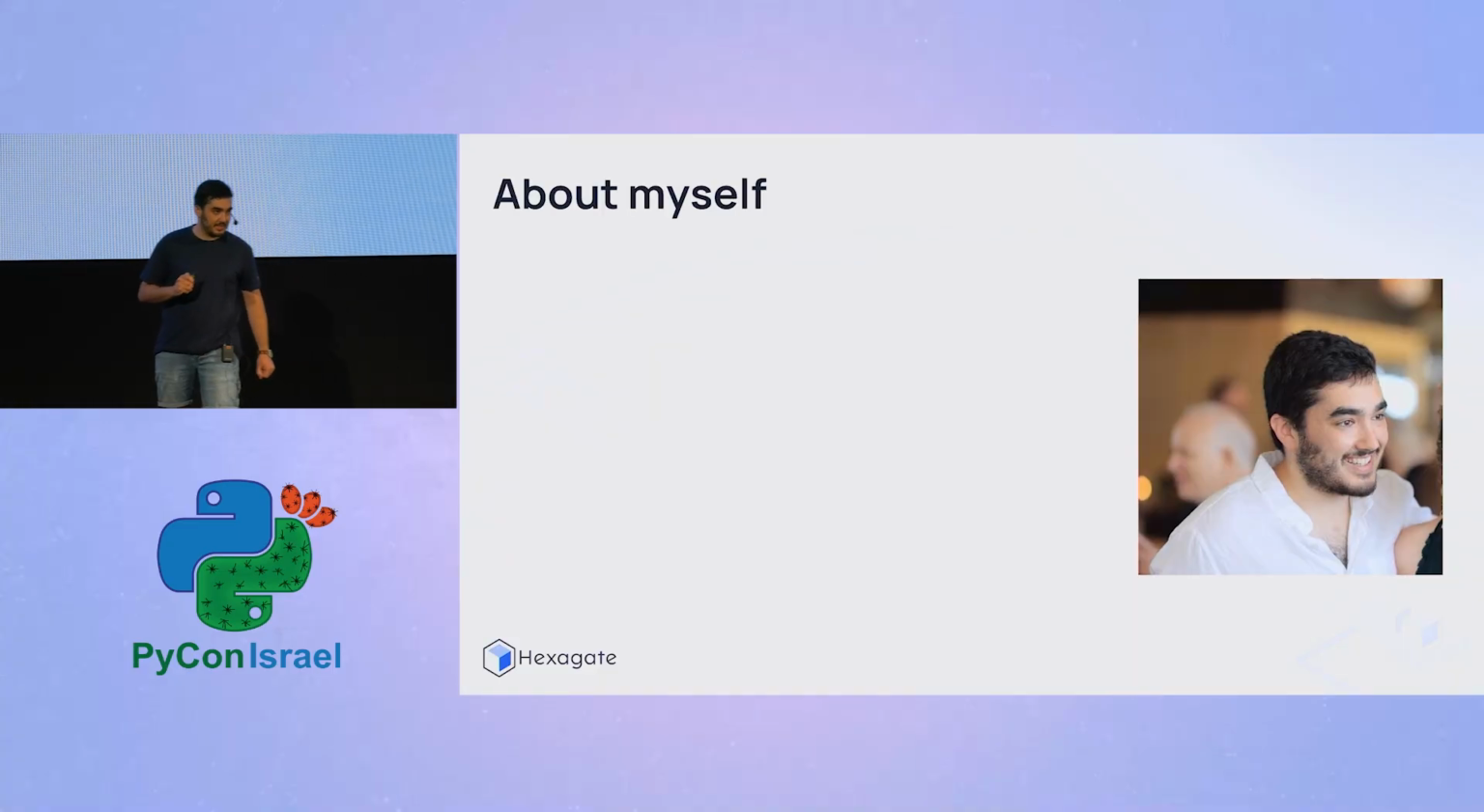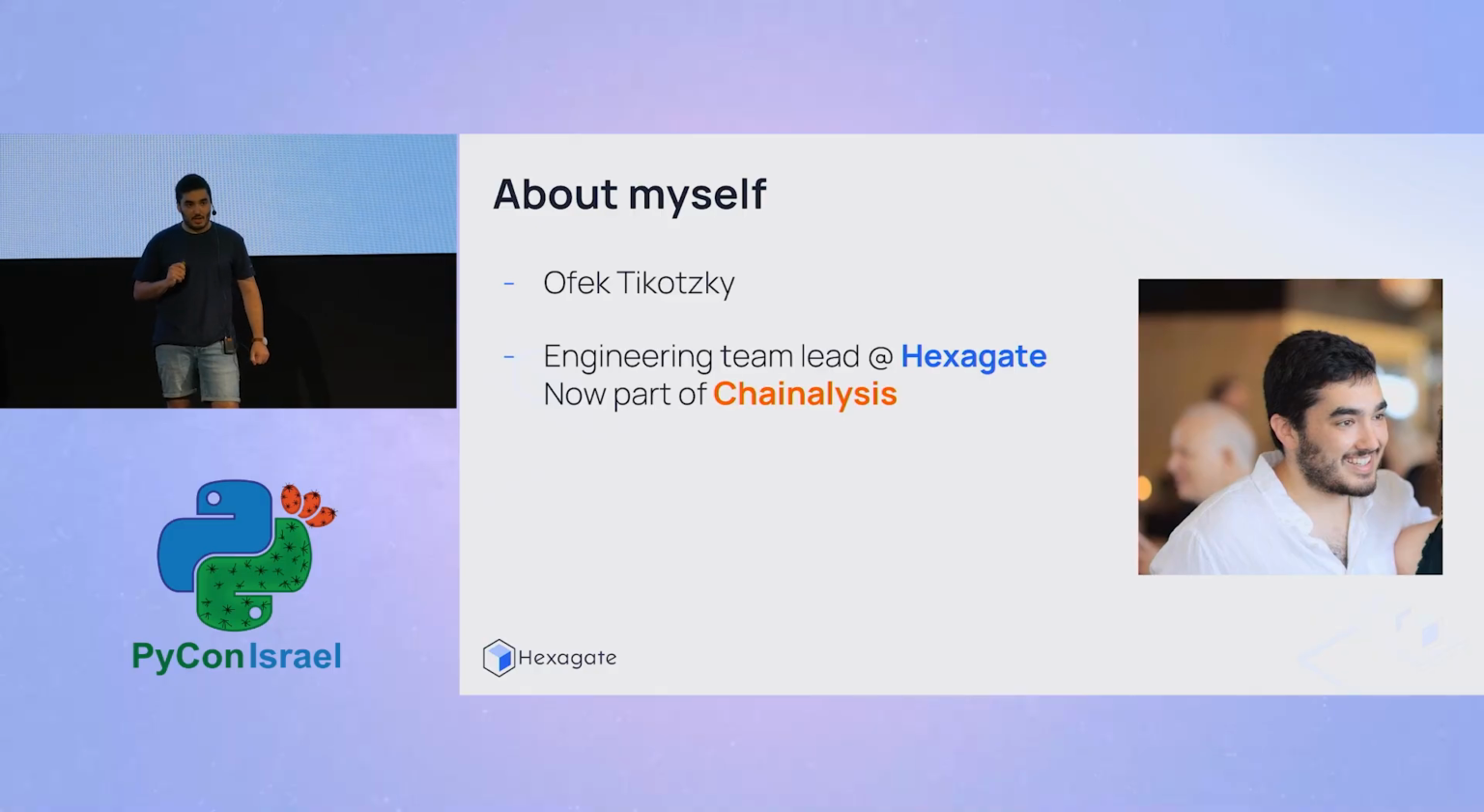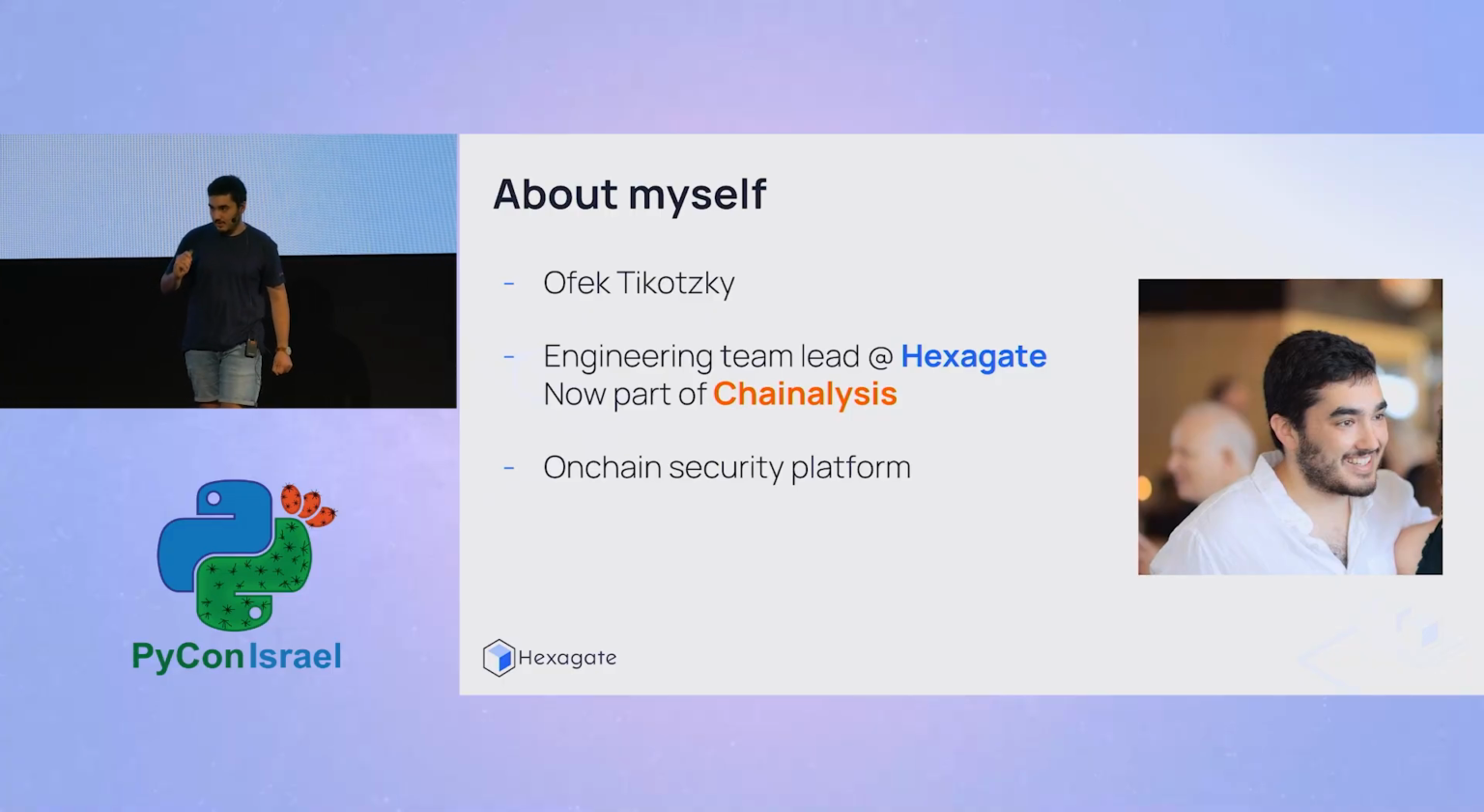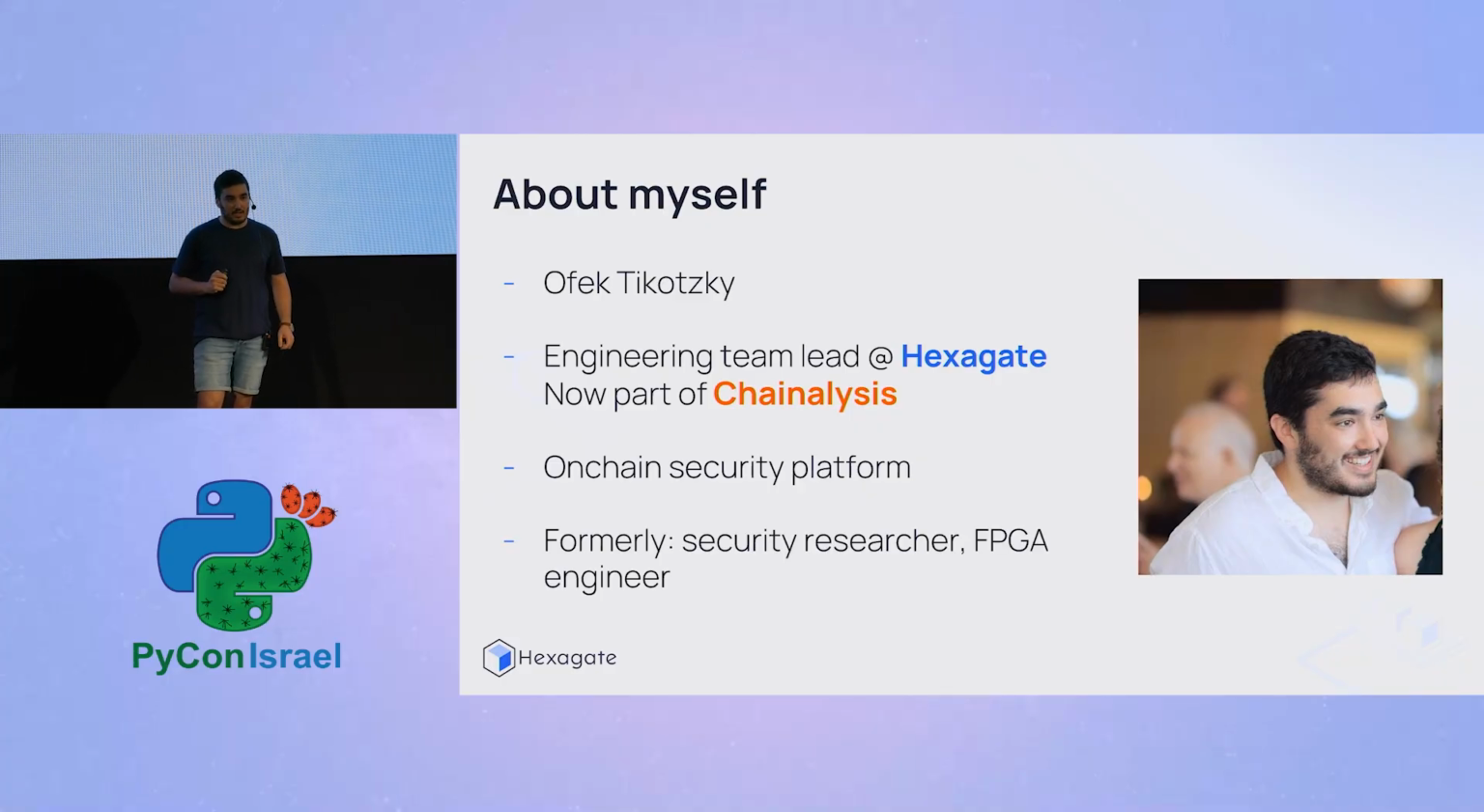First, a few words about myself. My name is Ofek. I'm a team lead at Hexagate, which recently joined forces with Chainalysis. We're an on-chain security platform, so we'll talk about it during the talk we'll have now. And I'm from a background of FPGA engineering, for all of the embedded engineers over here, and security researcher.